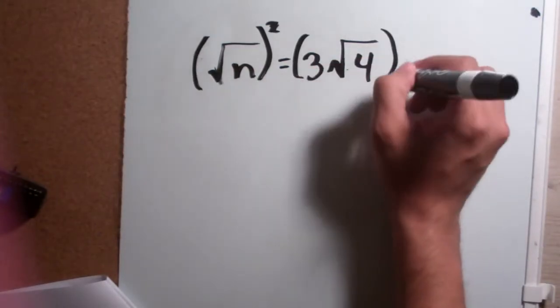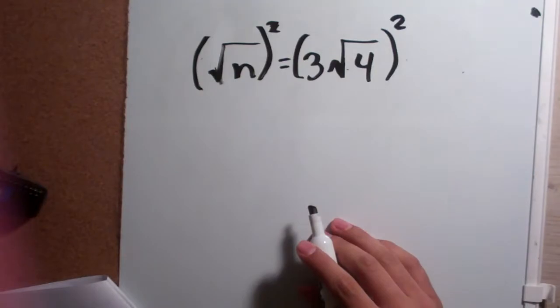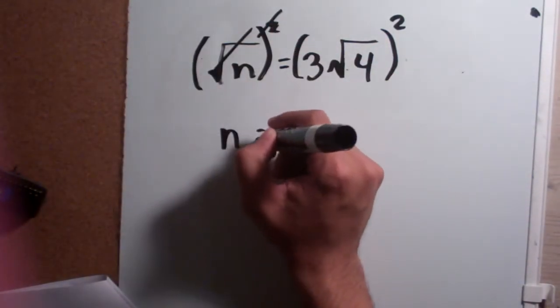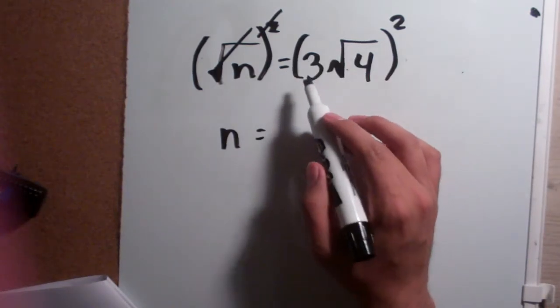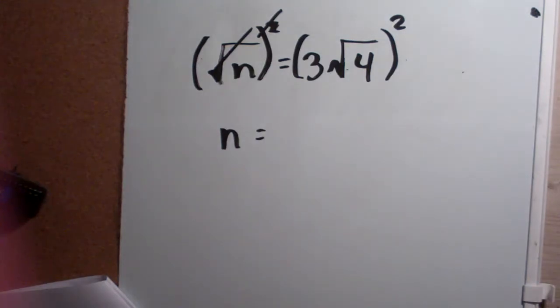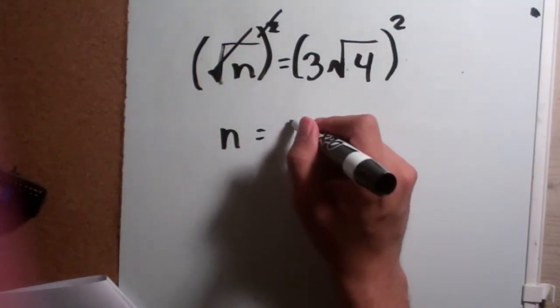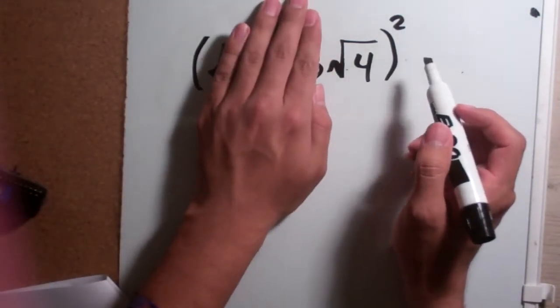And since this is an equation, we want to keep this balanced, so we're going to square the right side. Squares and square roots get rid of each other, so we have n equal to... And when I square this expression, I want to square both of these terms separately, right? So 3 squared is 9.